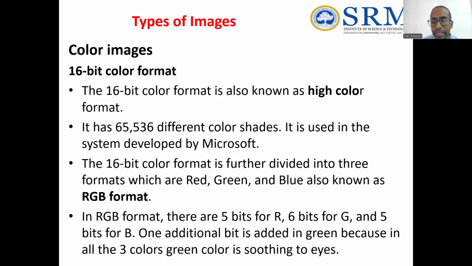So one additional bit is added to green because, compared to all the three colors, green color is soothing to eyes. So for example, I'm taking an example as apple. So apple is of red color. So automatically all the 16 bits will be applied to red, and green and blue will be avoided. This can be the best example.